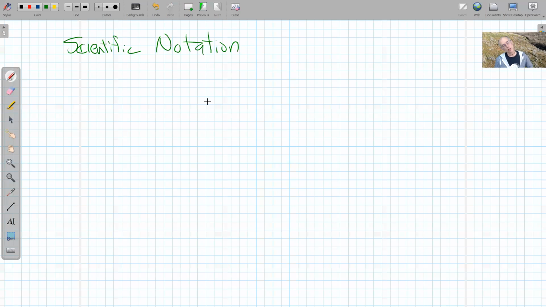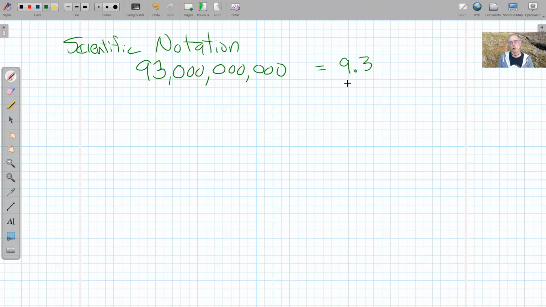So scientific notation is used for really big or really small numbers, so we can write the numbers down more concisely. So for example, if I had a big number like 93 billion, in scientific notation, I would rewrite that as 9.3. There's always just going to be one digit to the left of the decimal, and then everything else goes on the other side of that decimal.